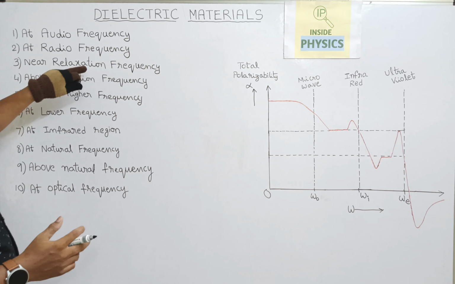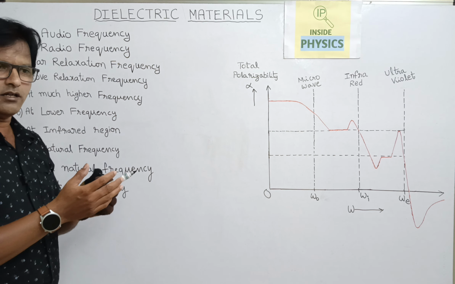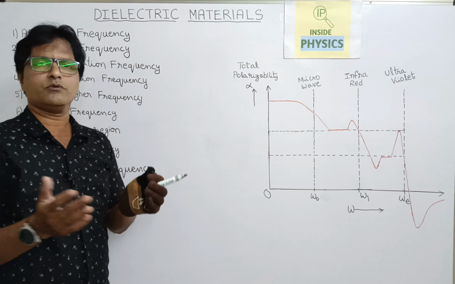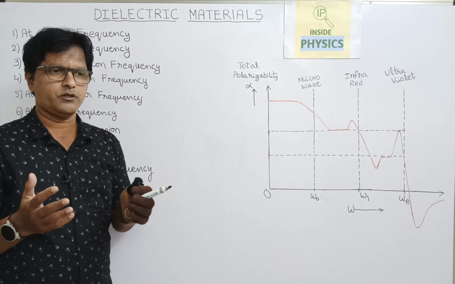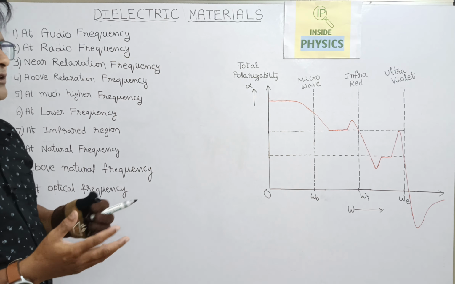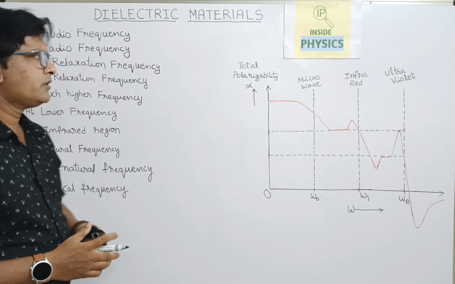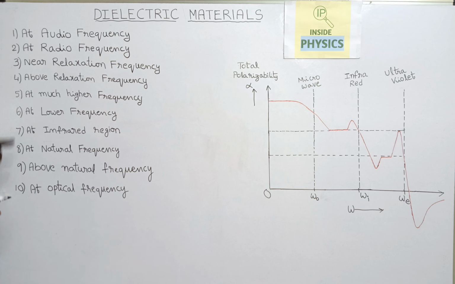Then at this frequency, the polarizability is maximum. And if there is maximum polarizability, all the dipoles are getting themselves oriented, and there is no point of reluctance in this kind of motion. So obviously the power loss will be minimum. So here, near relaxation frequencies, the power loss is minimum. So what happens above the relaxation frequencies?